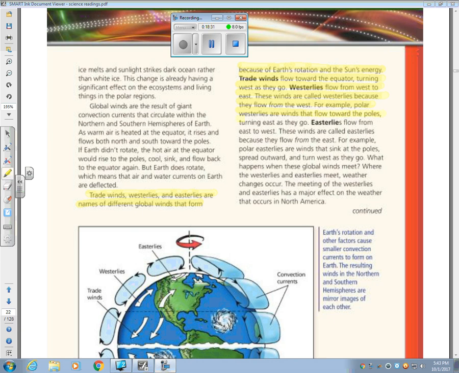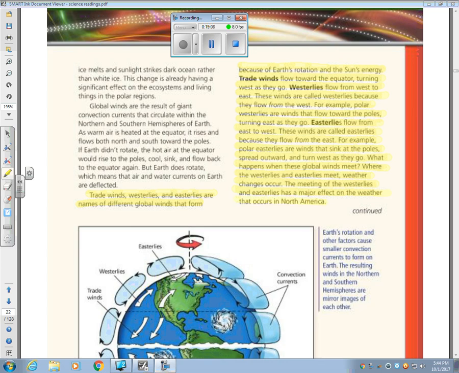Easterlies flow from east to west. These winds are called easterlies because they flow from the east. For example, polar easterlies are winds that sink at the poles, spread outward, and turn west as they go. What happens when these global winds meet? Where the westerlies and easterlies meet, weather changes occur. The meeting of the westerlies and the easterlies has a major effect on the weather that occurs in North America. Please turn the page.